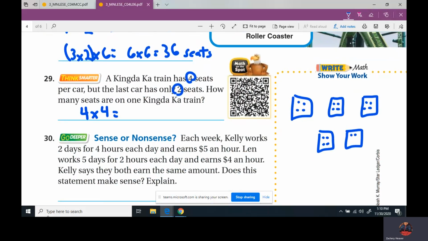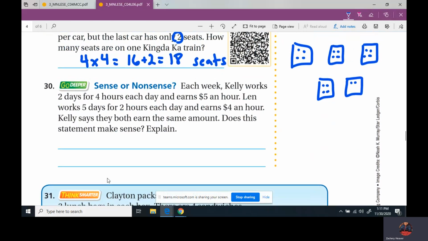What's 4 times 4? It's 16. And the last group has 2. So we got a plus 2, which equals 18 seats. That is a pretty tough question.